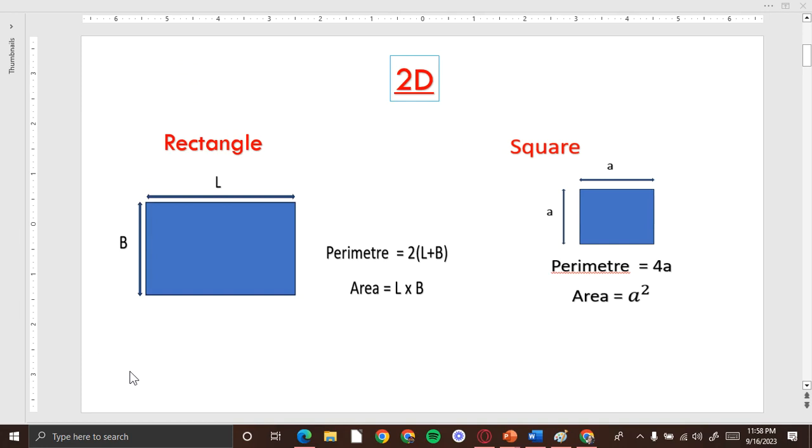We will take the 2D shapes first. Here the first one is a rectangle. For a rectangle of length L and breadth B, the area is length into breadth and perimeter is 2 times sum of length and breadth. For a square of side A, perimeter will be 4 times A and area will be A square. We know all the sides of a square are equal.